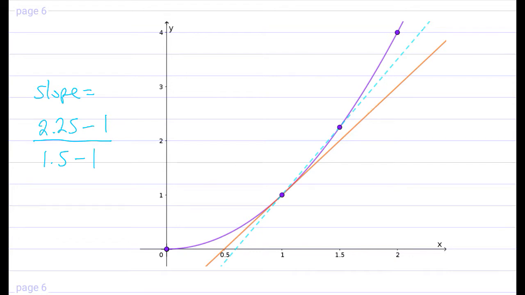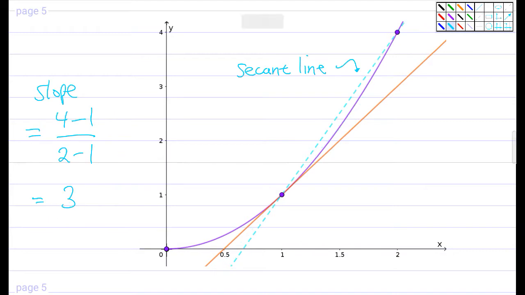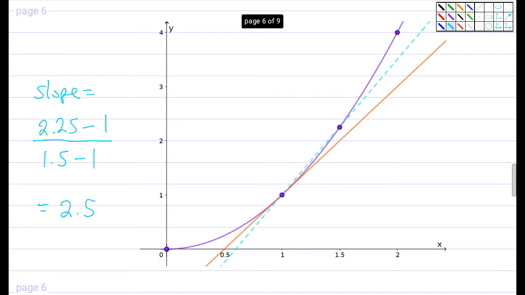Okay, that's not a hard calculation. You're going to get 2.5. So the previous secant line had a slope of 3. Our new secant line has a slope of 2.5.